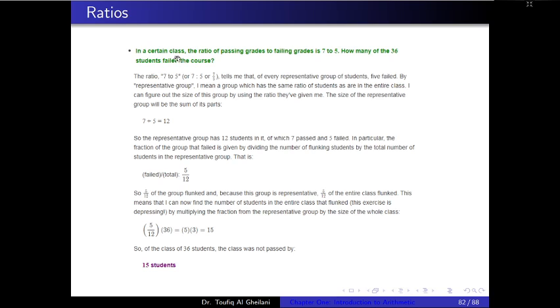In a certain class, the ratio of passing grades to failing grades is 7 to 5. How many of the 36 students failed the course? So we add the ratio: 7 plus 5 is 12. The ratio of failed is 5 over 12 times the total 36. That will give us 15. So 15 students did not pass.